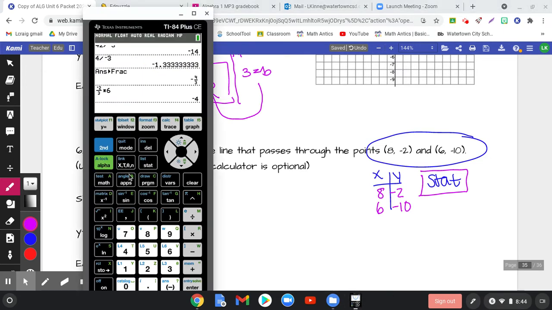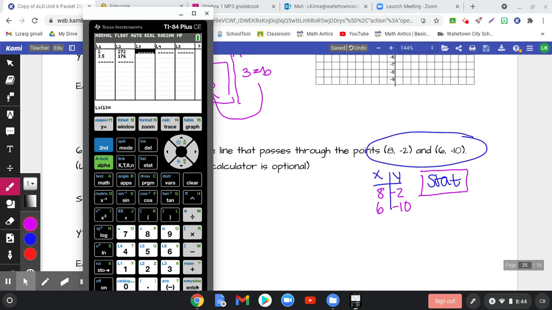All right, so stat is right here. This button is so important, not only for this unit, but a few others as well. So you hit stat, enter. There's already stuff in there, so up, clear, down. Up, so the list is highlighted, clear, down. Don't ever hit delete because you'll have to reset your calculator. So you hit stat, enter.